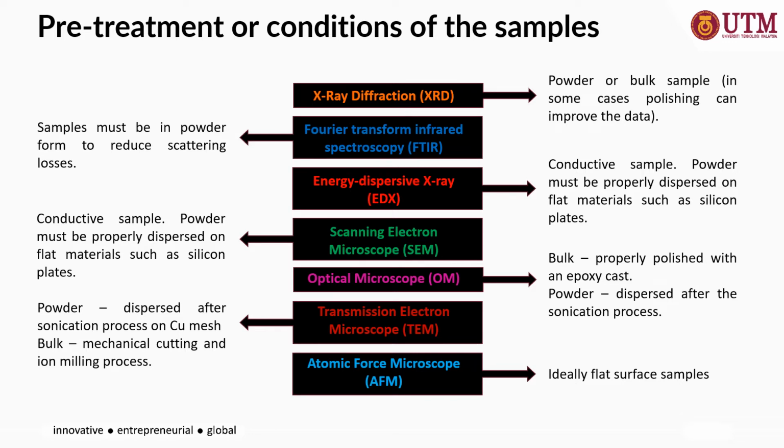For the transmission electron microscope sample, if you use a powder sample, the powder must be dispersed after the sonication process on the copper mesh. Or if you use bulk samples, you need to cut the sample using mechanical cutting, and then we need to do the thinning process using the ion milling process. So this is a bit complicated, but if you need further information, you can contact the staff in the PPMU, or you can contact me.